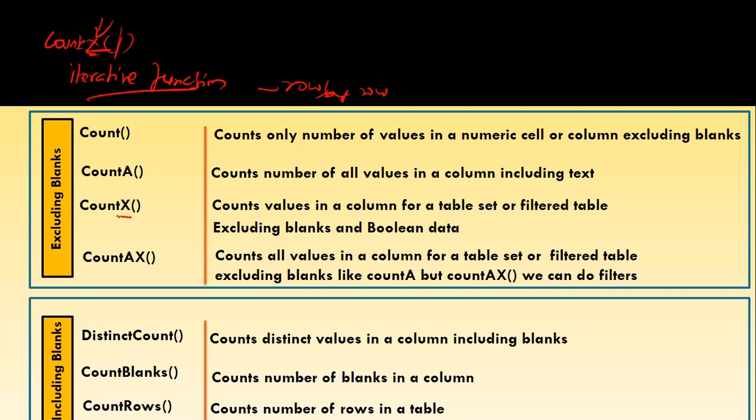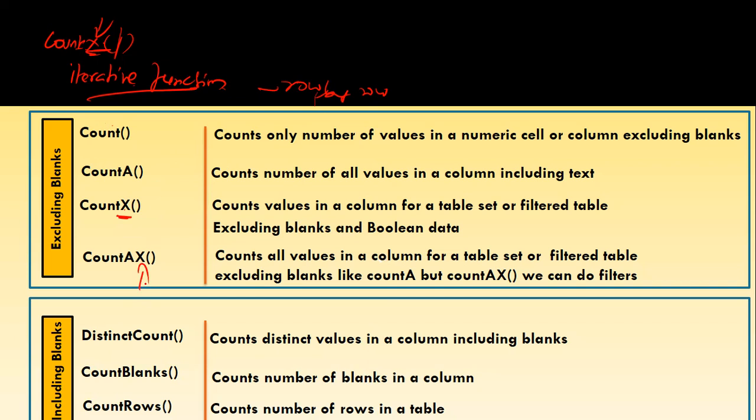Fine. But apart from the iterative nature, the rest of the things are similar to your count function. It works with all the data types except the Boolean data type, and it excludes the blank values. But it iterates row by row. Each and every row, it goes and evaluates the expressions. Next one is COUNTAX.